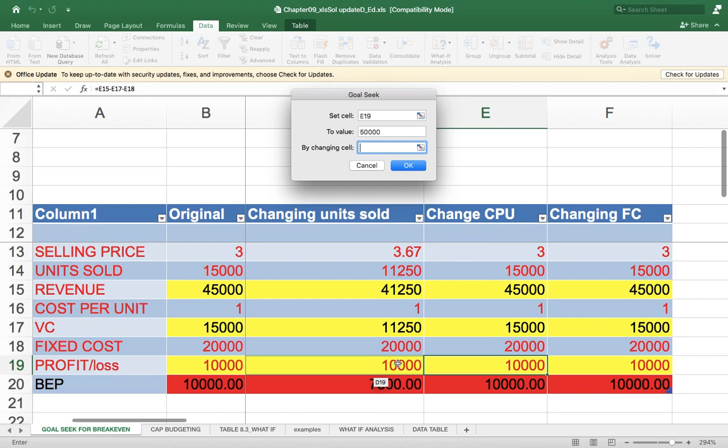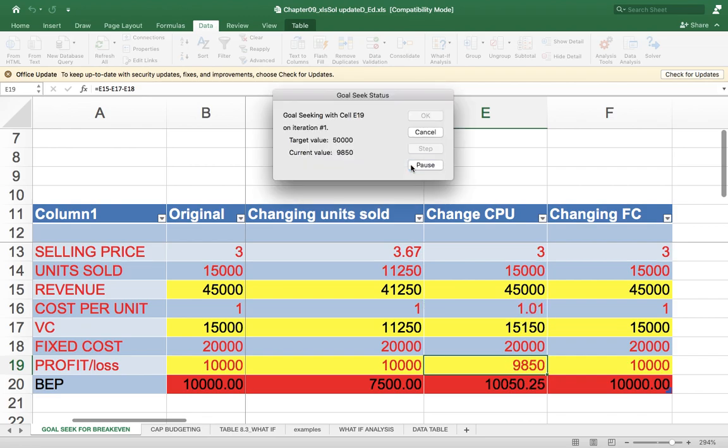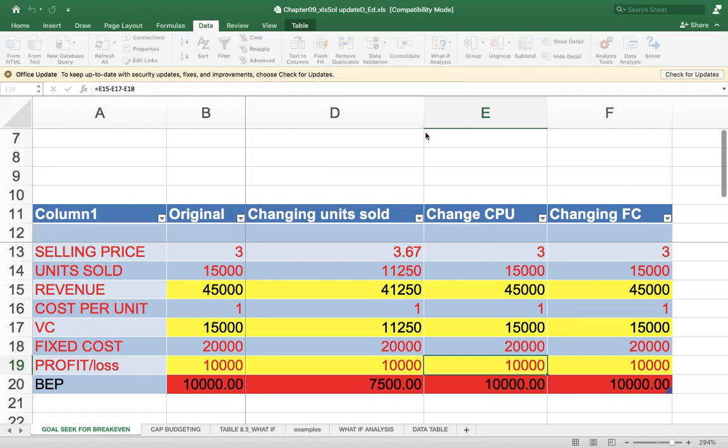Now in the existing calculation, profit is 10,000, selling price is 3, units sold is 15,000, and cost price is 1. I want to make my profit 50,000 by changing, for example, the variable cost. See, it is not at all possible. It is going to minus. So cancel.